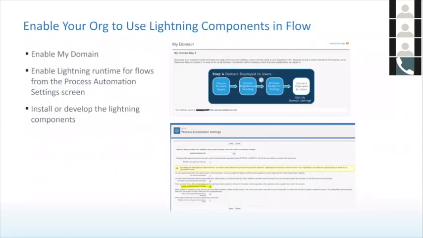So since we're using Lightning components in Flow, there are prerequisites that you need to have in your org. If you don't have My Domain enabled in your org, you need to enable that, and that's the first screenshot on the top there. And then you also need to go to the Process Automation Settings screen. That's the bottom screenshot highlighted in yellow. You need to enable Lightning Runtime for Flows. And then you could either go and install Lightning components from that lightningflow.net site, managed or unmanaged packages, or you could develop those Lightning components yourself.